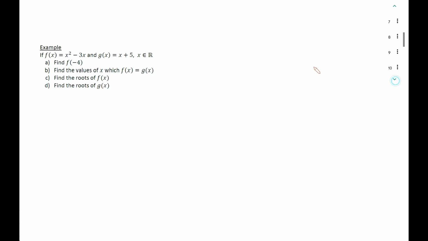Simple as. Example: if f of x equals x squared minus 3x and g of x equals x plus 5, where x belongs to, now this is the first time you've probably seen this, this symbol means belongs to a set of values. So belongs to the set of real values. It's a Greek letter. So what are real values? Real values are simply anything that you put in a calculator that does not give you a maths error. So for example, root 2, 3, pi, 4, 0.5, 1.6.